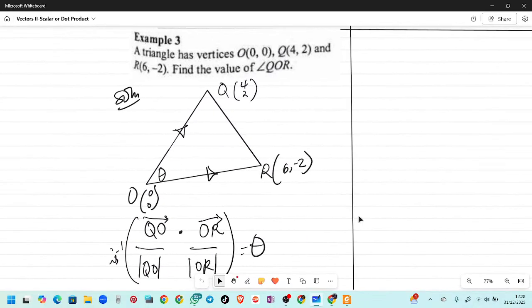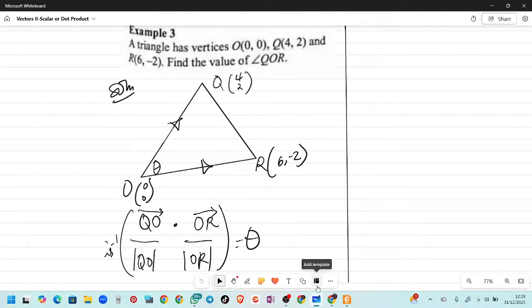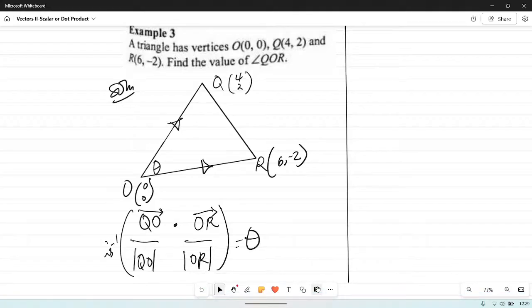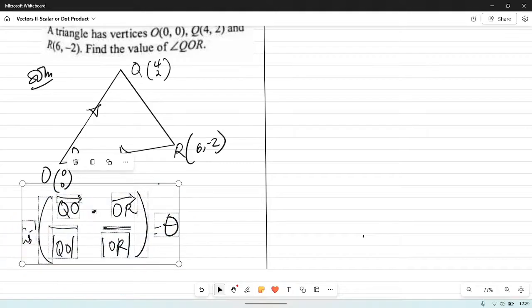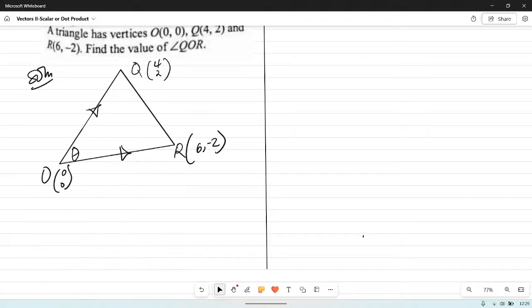That's to solve this question again. This time around, I want to use the divergent solution.